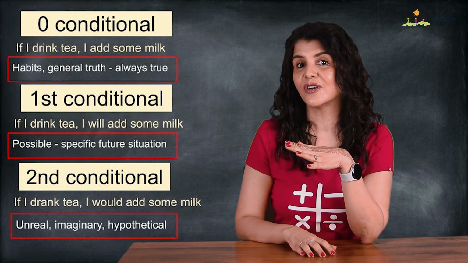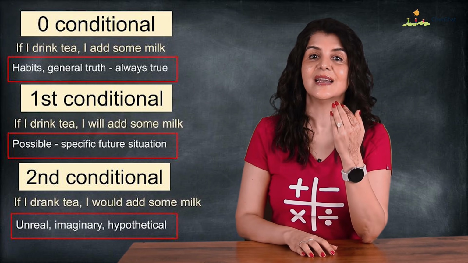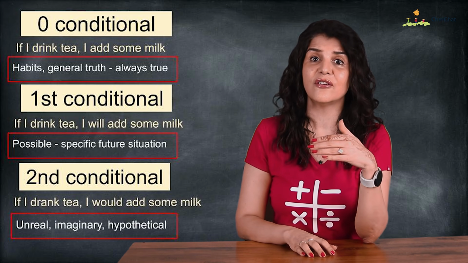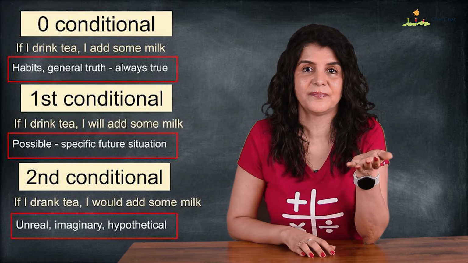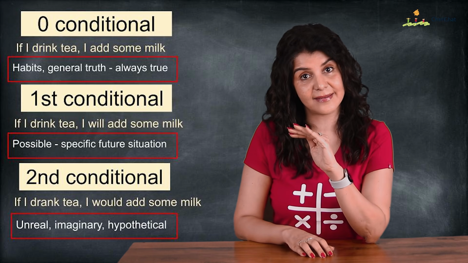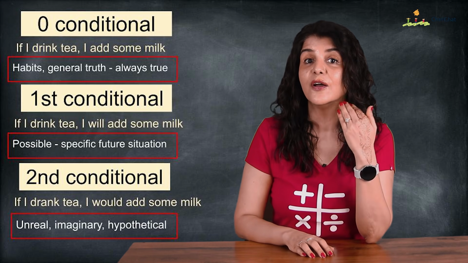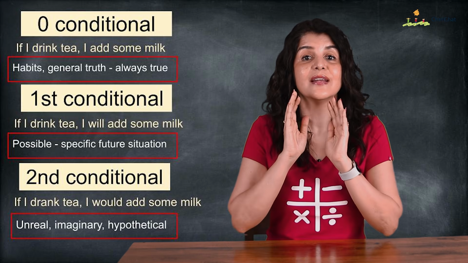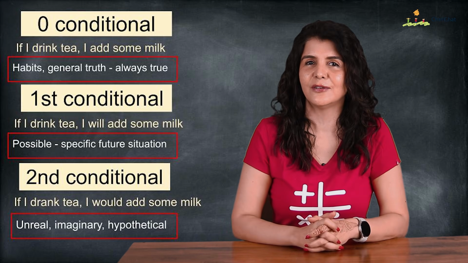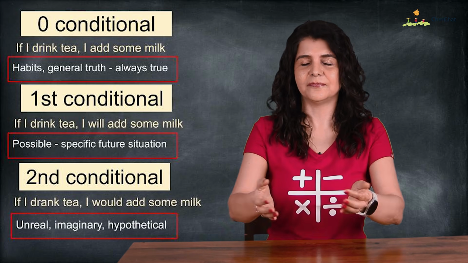Example, 0 conditional. If I drink tea, I add some milk to it. It's a habit. I always do this. It's a general rule. It's obvious. First conditional. If I drink tea, I will add some milk to it. A specific future possibility. If at some time I choose to drink tea, then I will make sure I add some milk to it. Future planning.